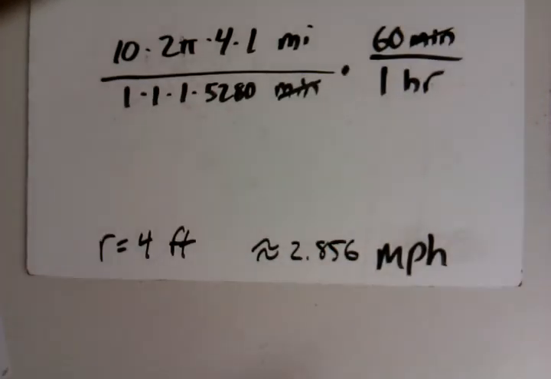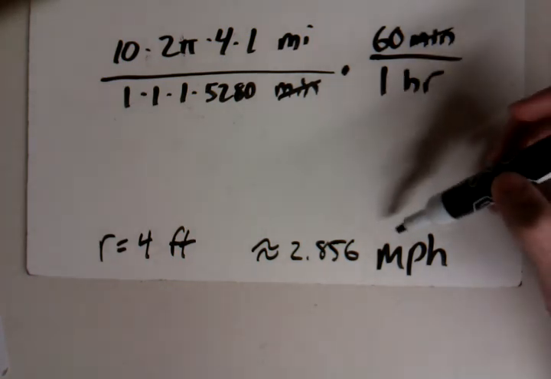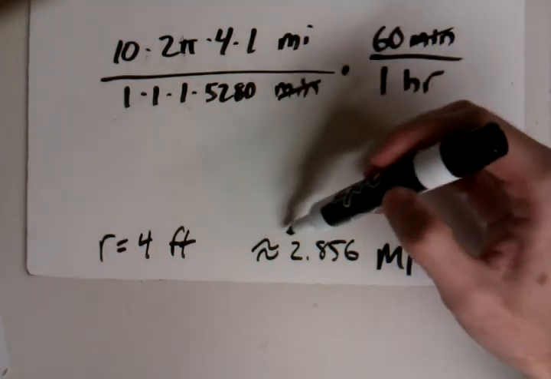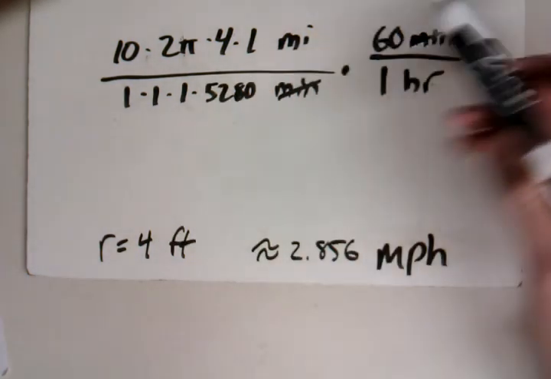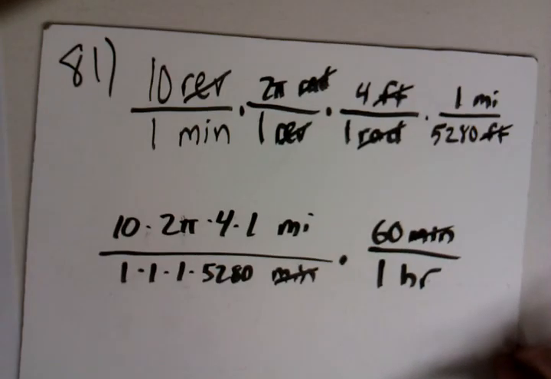Now you can see what I wrote down there. Sorry. So miles per hour is what we wanted. We found that it's approximately 2.856. Again, you can see all the work here. Move this around for you.